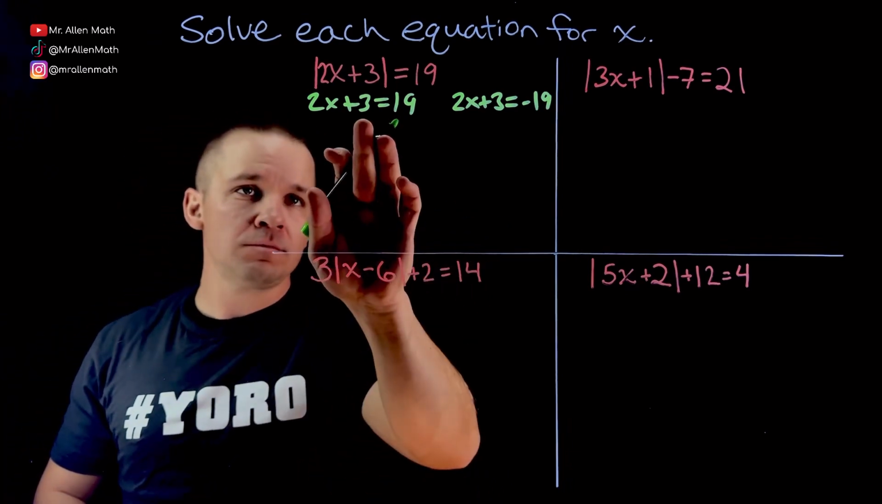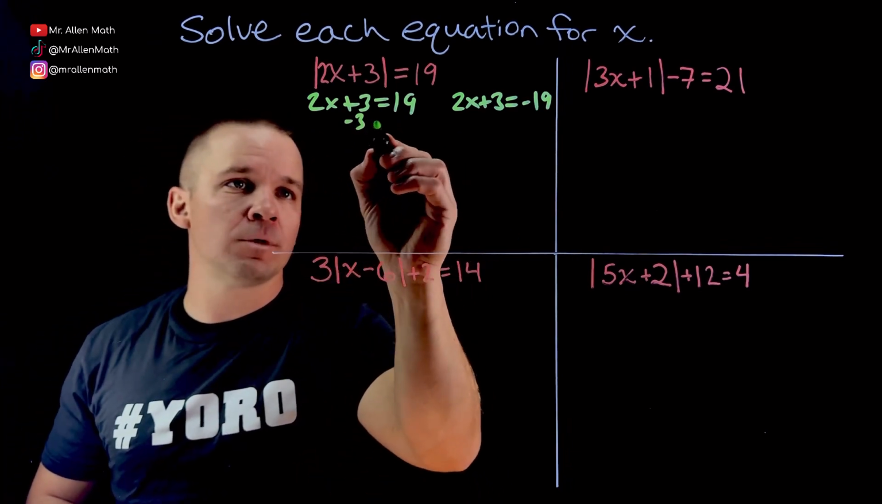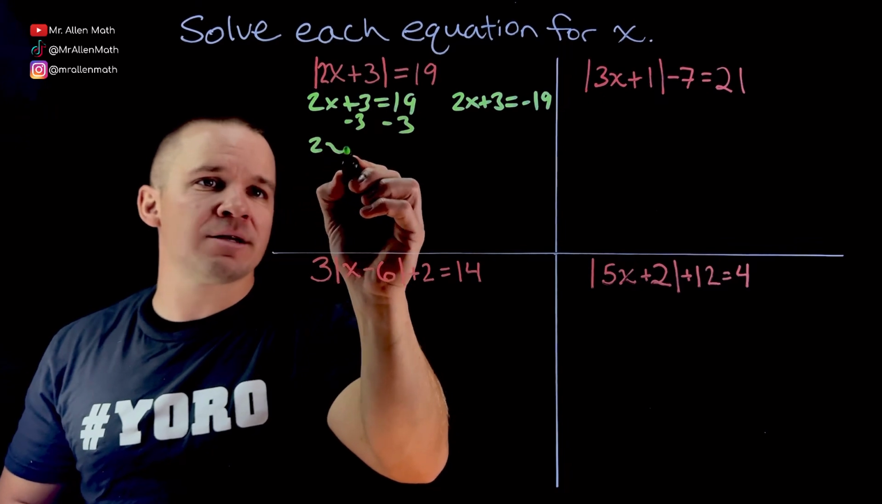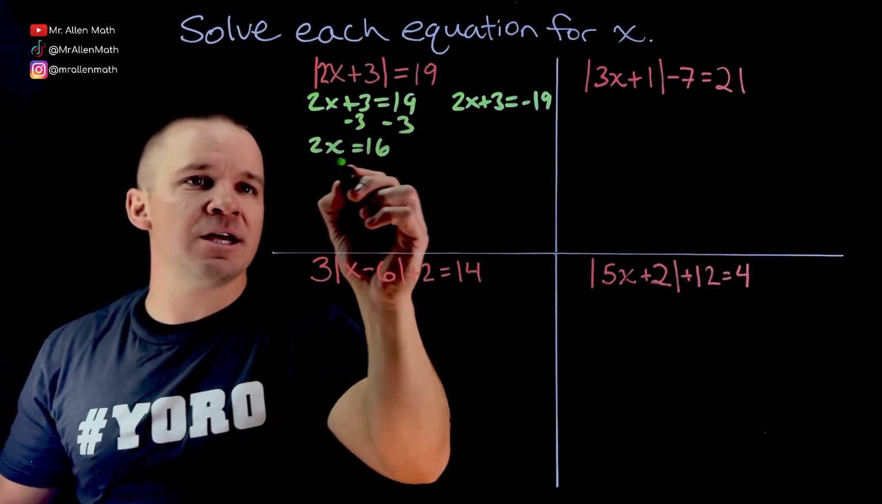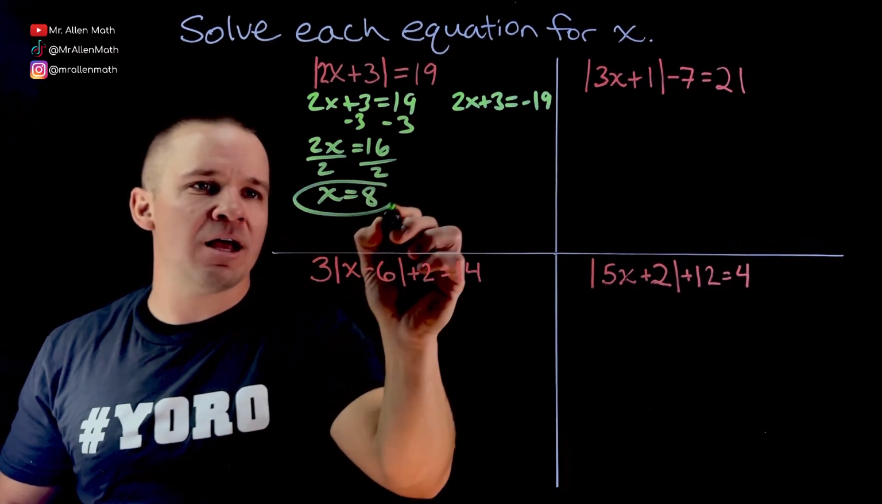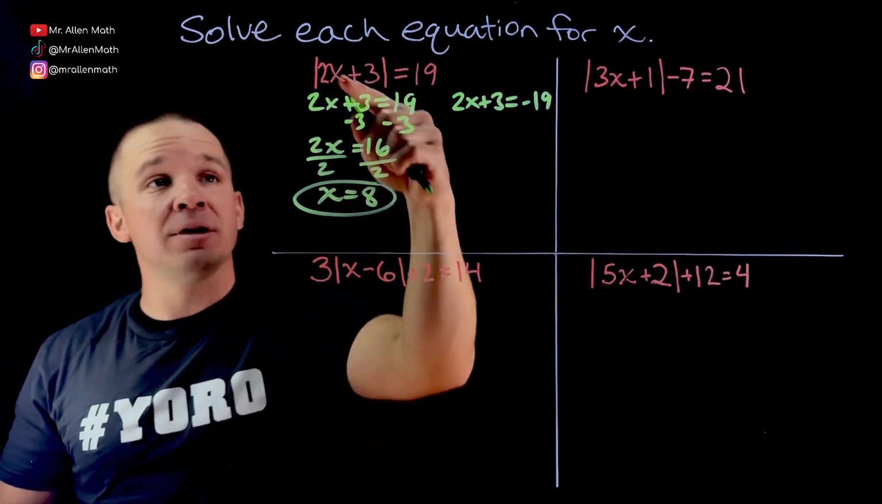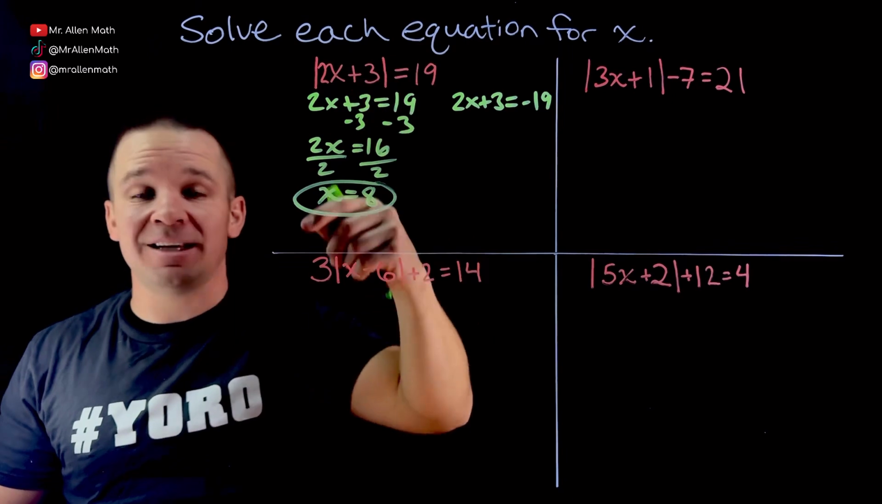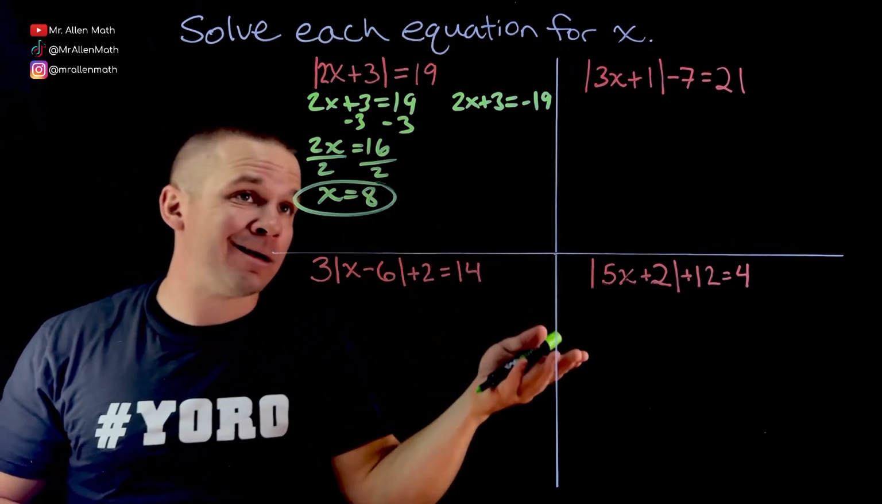All right. So I'm going to subtract 3, and we get 2x equals 16. Divide by 2, I get x equals 8. If I plugged 8 in, 16 plus 3 is 19. Absolute value of 19 is 19.